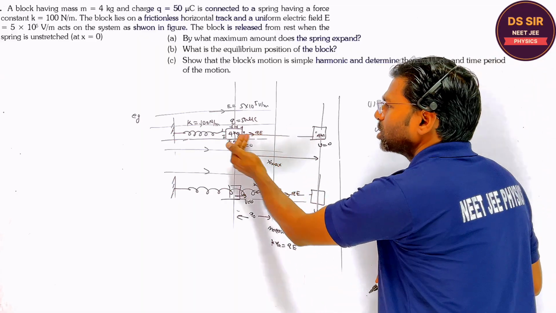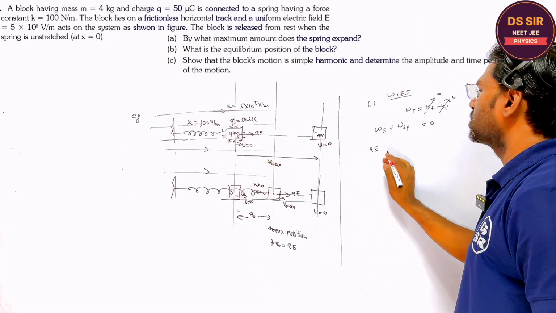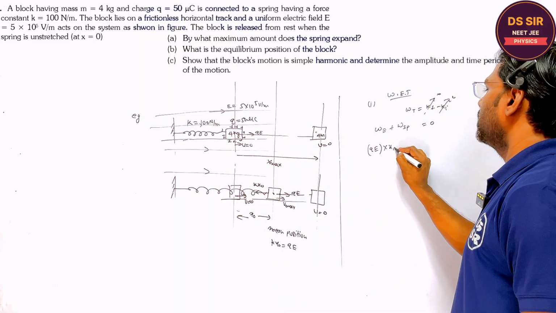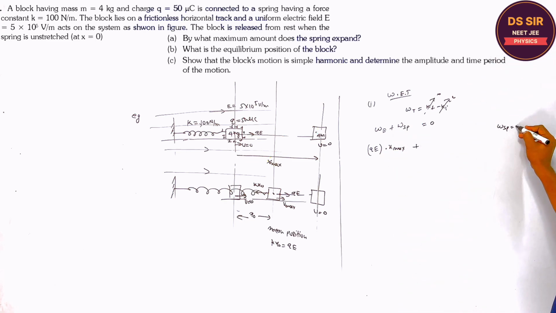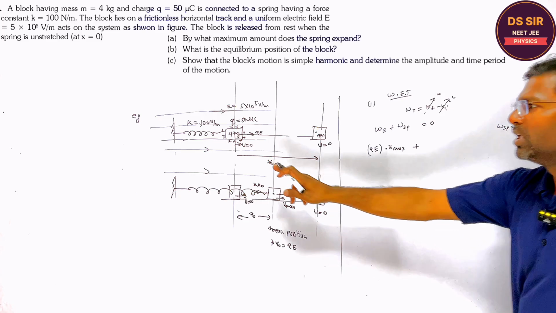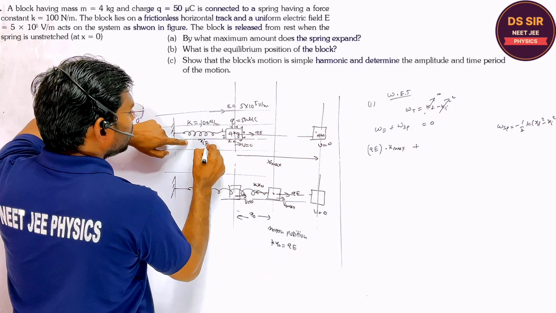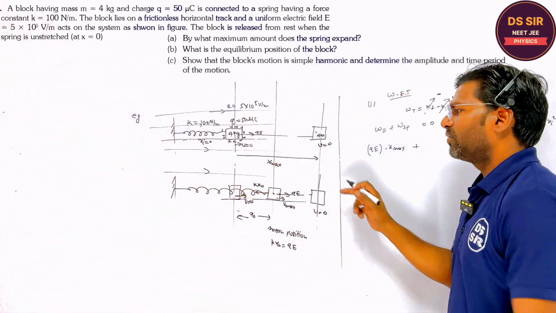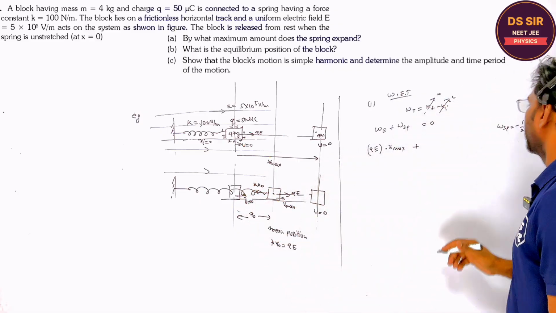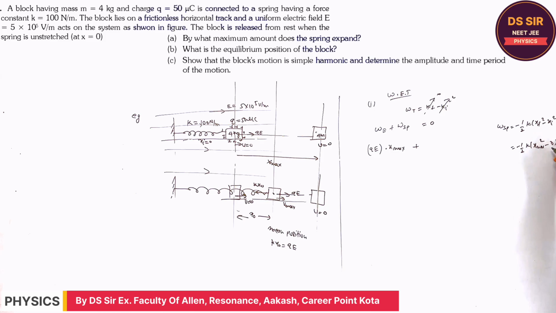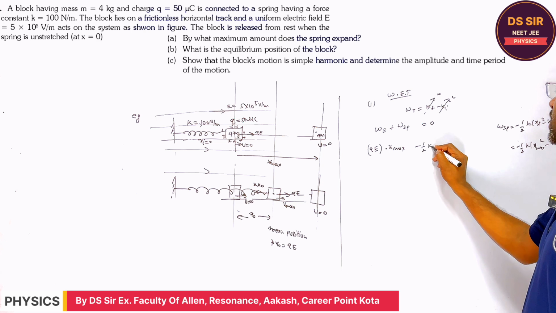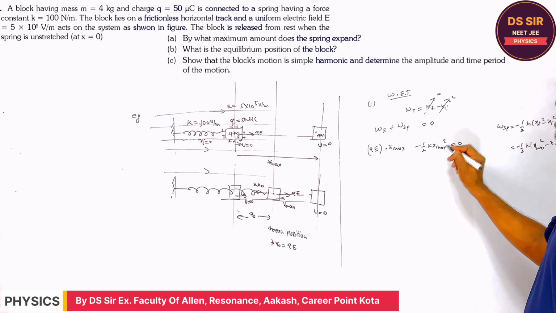What is the electric force? QE, and the work is force multiplied by displacement. Is it clear or not? What is the work done by spring? If you remember, it is equal to minus half k (x final square minus x initial square). The initial elongation is 0, and the final elongation in the spring is x max. So minus half k x max square, minus 0. Is it clear?